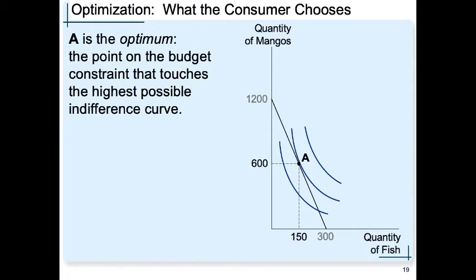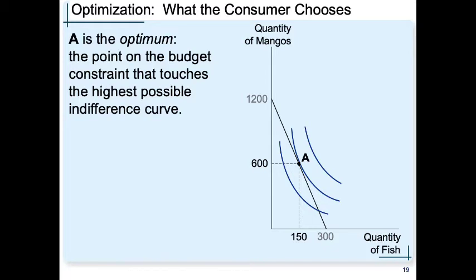So we're talking about the optimum, and the optimum choice is going to be the point where the relative price is equal to the marginal rate of substitution. This basically means that the slope of the IC curve is going to be equal to the slope of the budget constraint, meaning that they are going to be tangent to each other. So A is the optimum, the point on the budget constraint that touches the highest possible indifference curve.